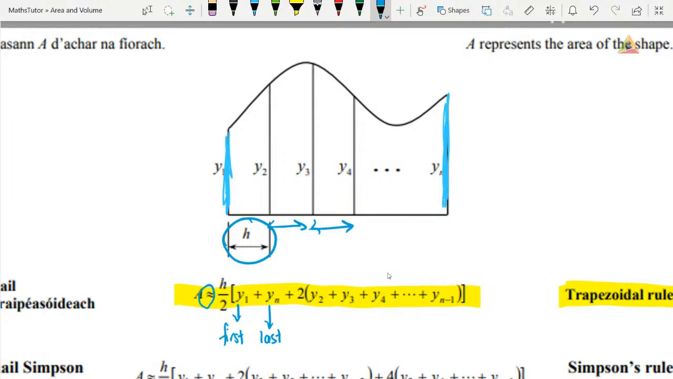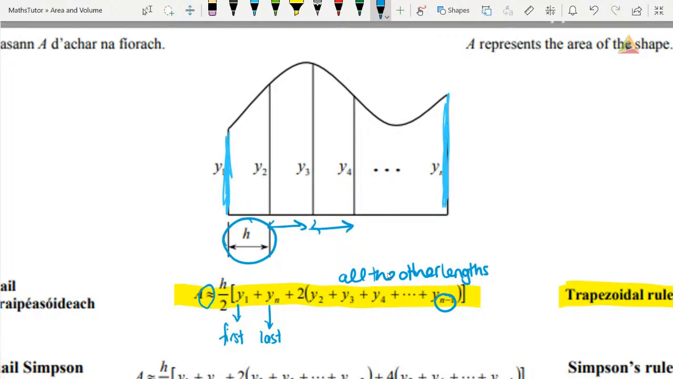And then the rest of it says plus 2 times y2 plus y3 plus y4. And the reason why they don't say what to finish on, so here they say yn minus 1, is it depends on the question. So it depends on how many lines you have drawn. You might have 5 lines, you might have 10 lines. So each question will be different. What it means is this is 2 times all the other lengths. So these are all the other lengths. And we're going to add them together and multiply by 2.